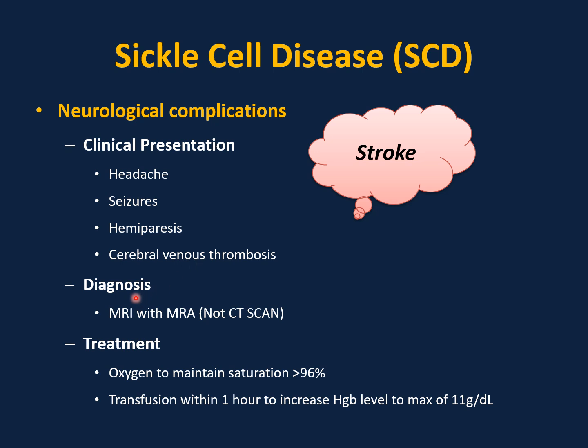The diagnosis of neurological complication of sickle cell disease like stroke will be MRI with MRA. The treatment is oxygen to maintain saturation more than 96%, transfusion within 1 hour to increase the hemoglobin level to a max of 11 gram per deciliter.